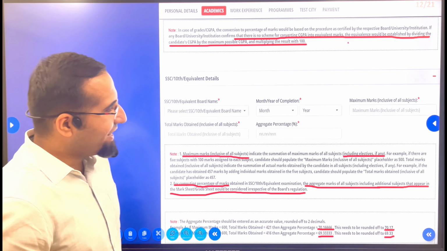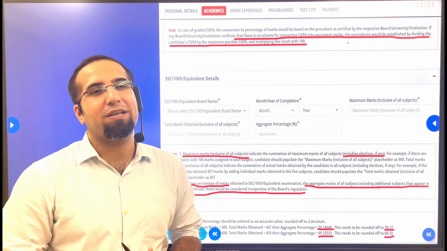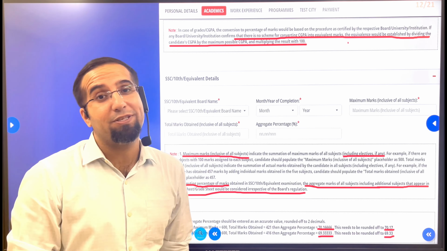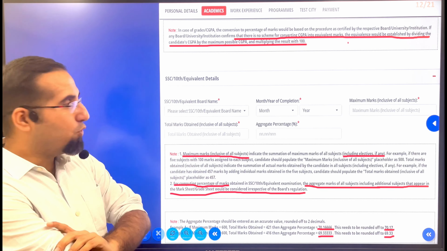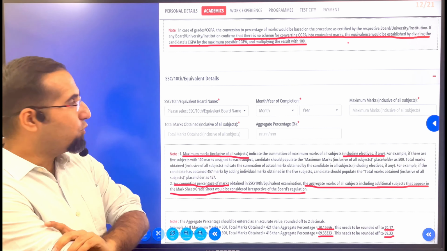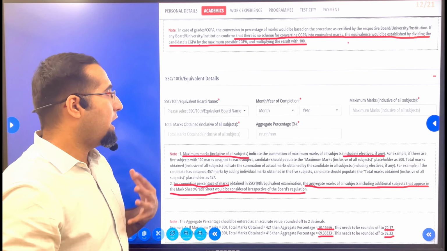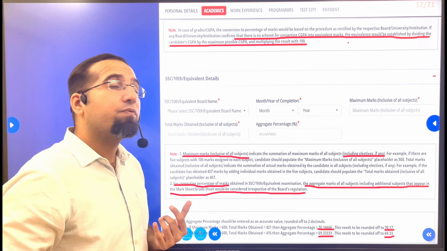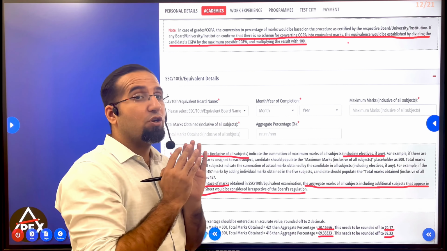Now comes the next important area, which is academics. Again, a very common area where students commit a lot of mistakes. So let's take it one by one. First, your equivalent board, maybe state board or ICSE or CHSE or CBSE and so on. What if your specific board is not there? Scroll down, there is an option called Others.